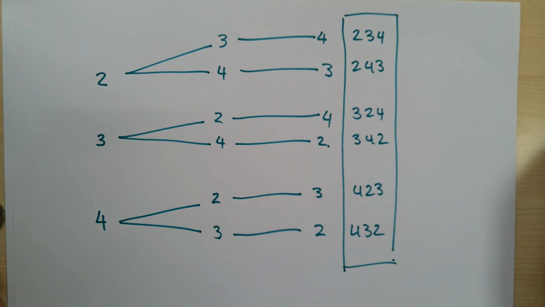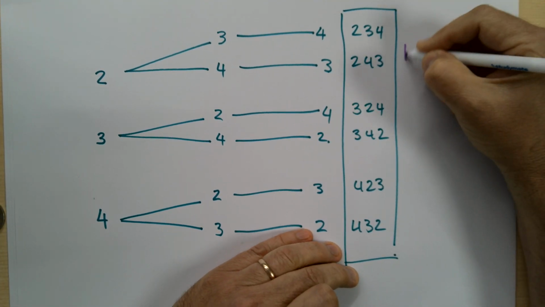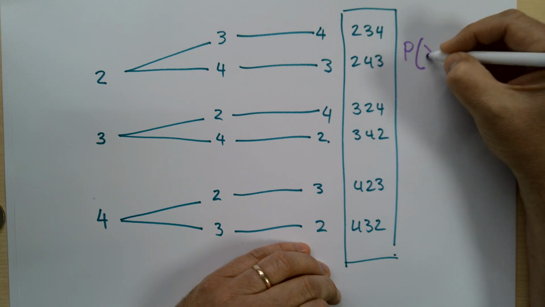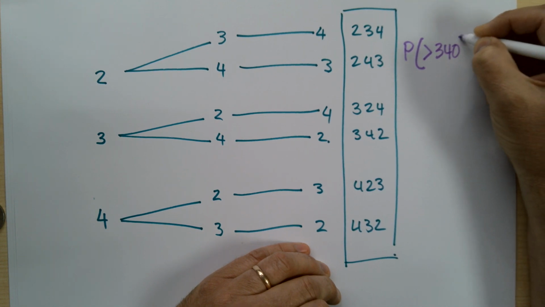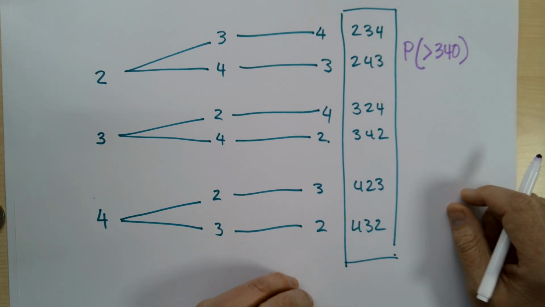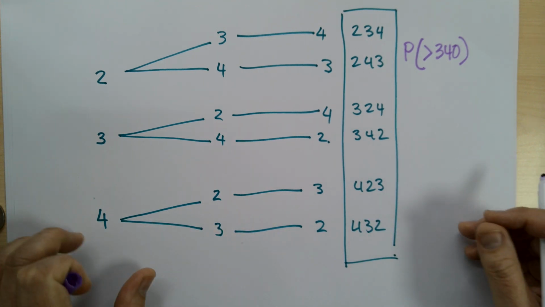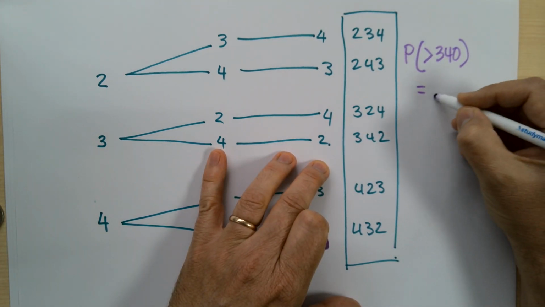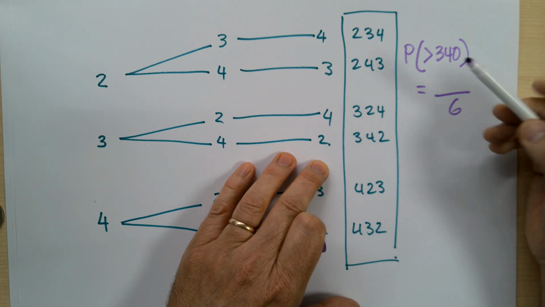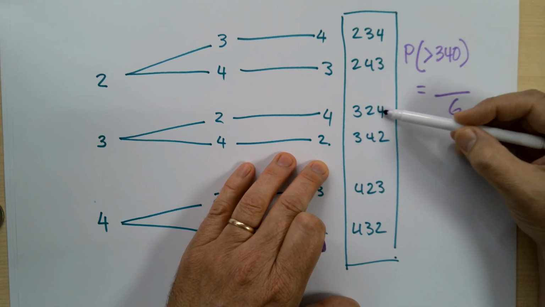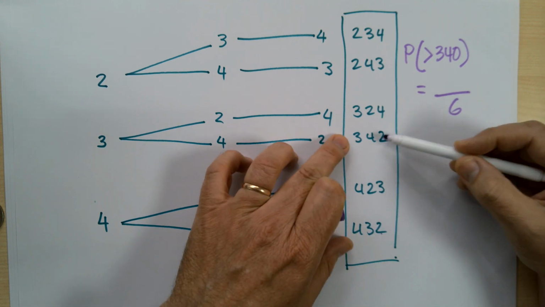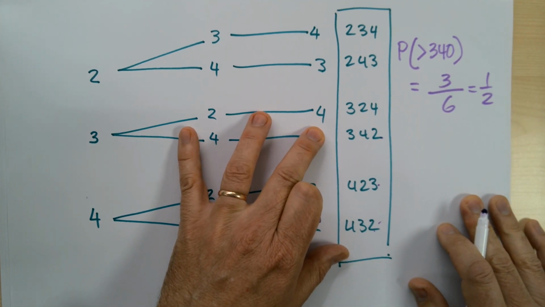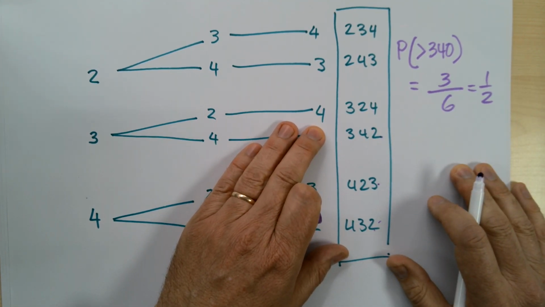So let's say I wanted the probability of a number greater than 340. What's the chances of getting something that's more than 340? Before you do this, I have no idea. Now you just got to count. So there is 6 options in total. That's less than 340. That's less than 340. That's more than. So I want 1, 2, 3. Half of the time, I'm going to get something more than 340.